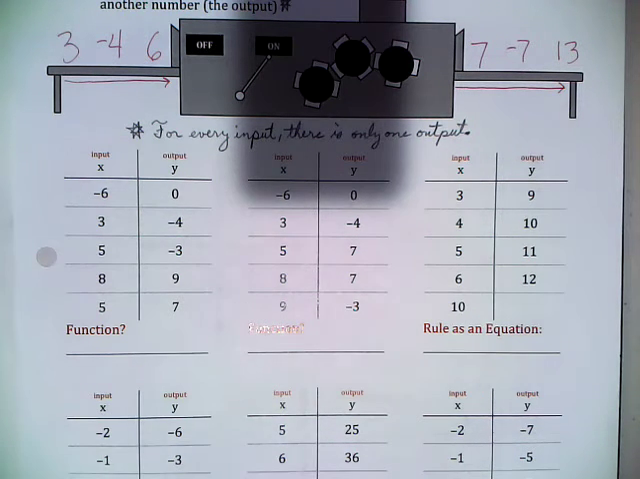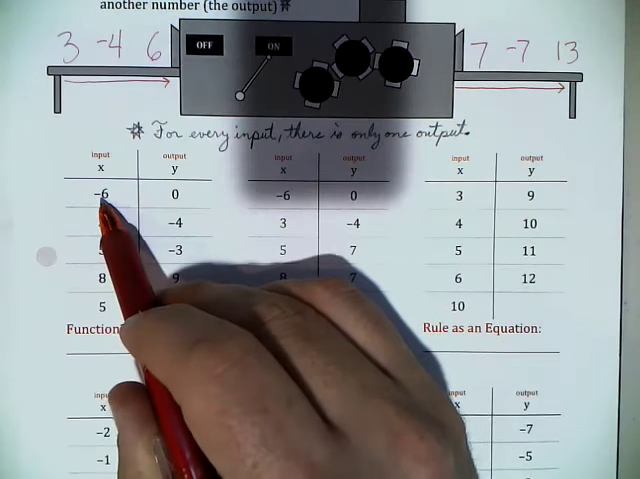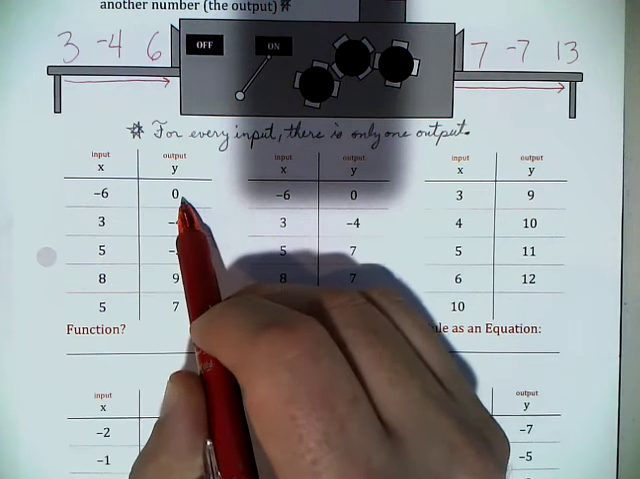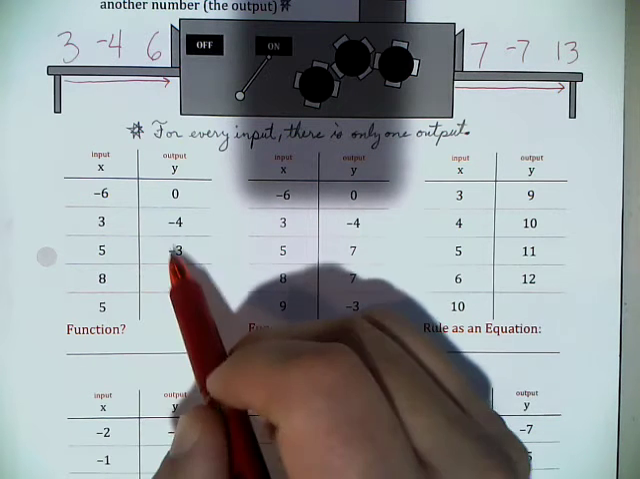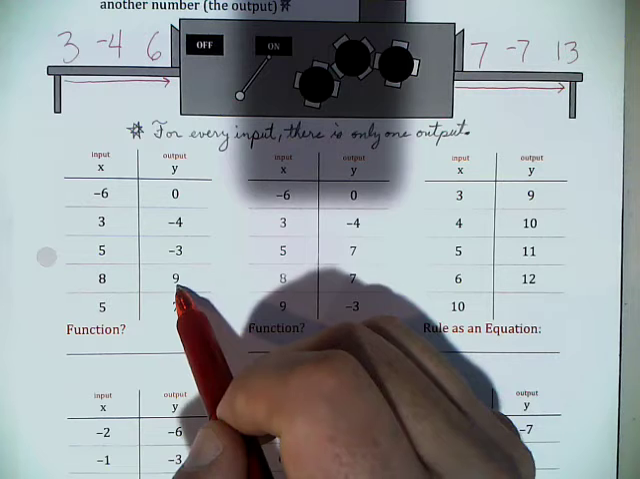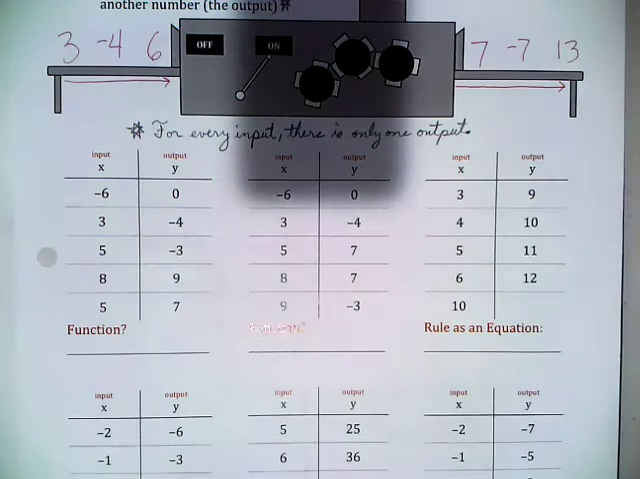So if we look at this, would this be a function? If we look closely, we see -6. If we put in -6, we get out 0. If we put in 3, we get out -4. We put in 5, we get out -3. We put in 8, we get out 9. We put in 5, we get out 7.